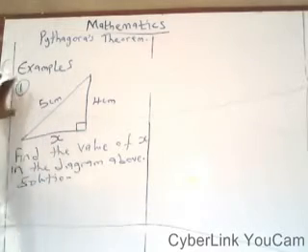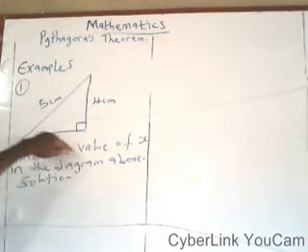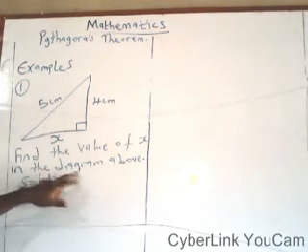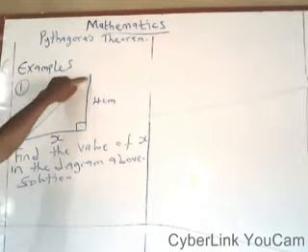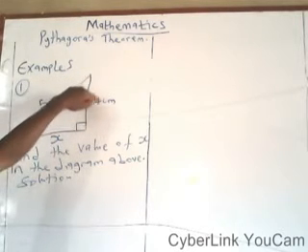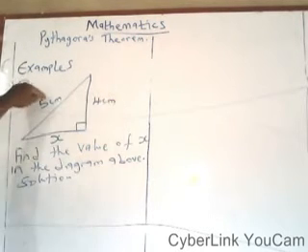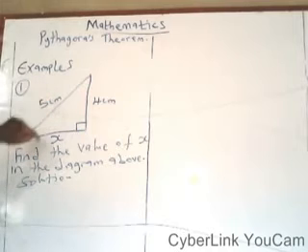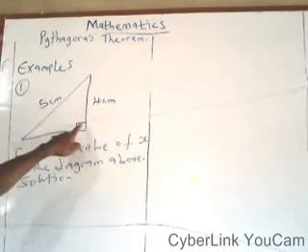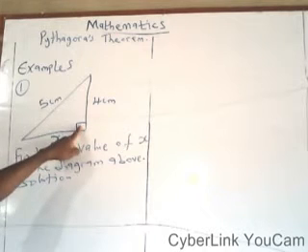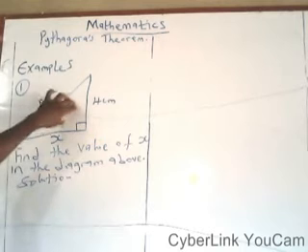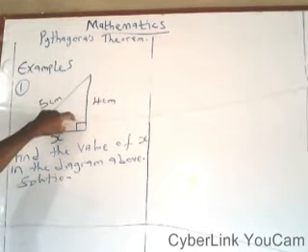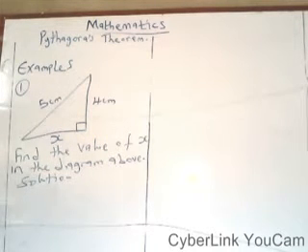Now from this example 1, we have to find the value of x in the diagram above. This is the diagram given, and we have this side to be 4 centimeter. We have this side to be 5 centimeter. We have to find x, and this angle given here is 90 degree. It shows that this is a right angle triangle. Angle 90 degree is referred to as a right angle triangle. Note that as well.